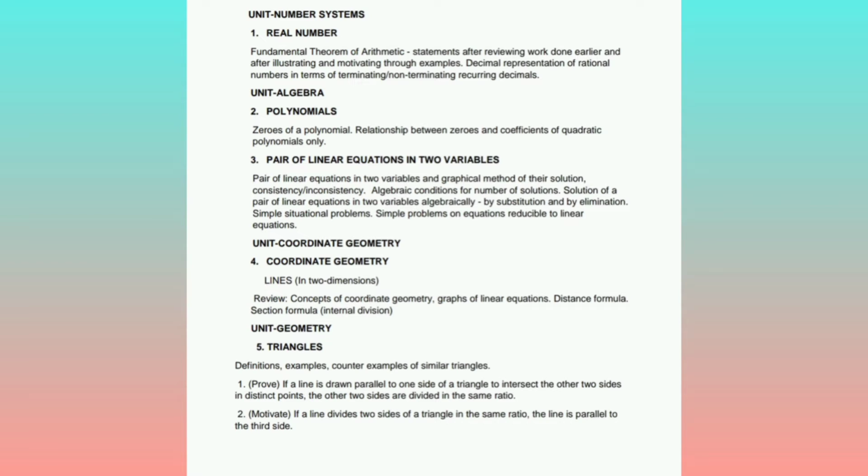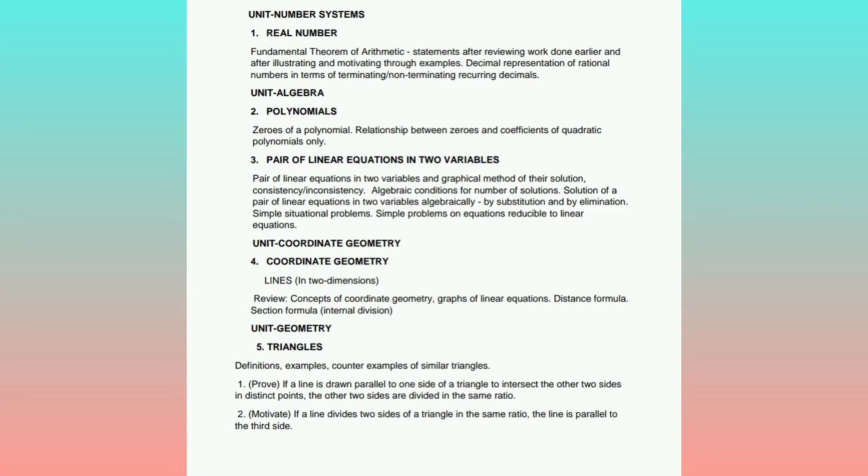This is coordinate geometry. In coordinate geometry, the lines in two dimensions, the concept of coordinate geometry, graphs of linear equations, distance formula and the section formula, internal division. Then what type of question will come? Two points are given and you have to find the distance between the two points, and with the section formula, internal division, two points are given and you have to find the point where the point cuts the line in the ratio m is to n.